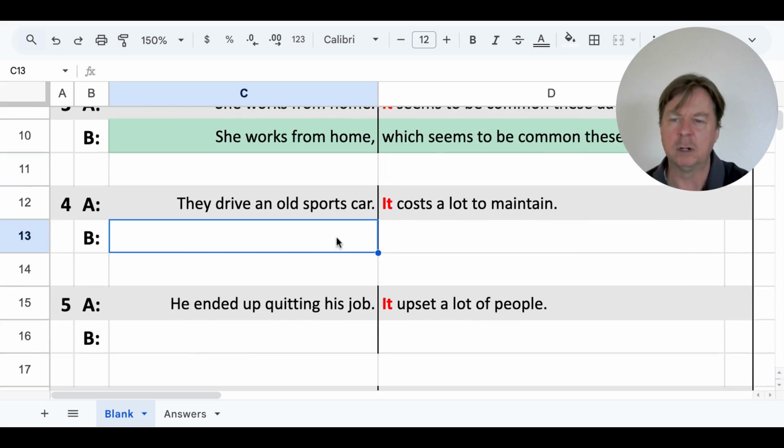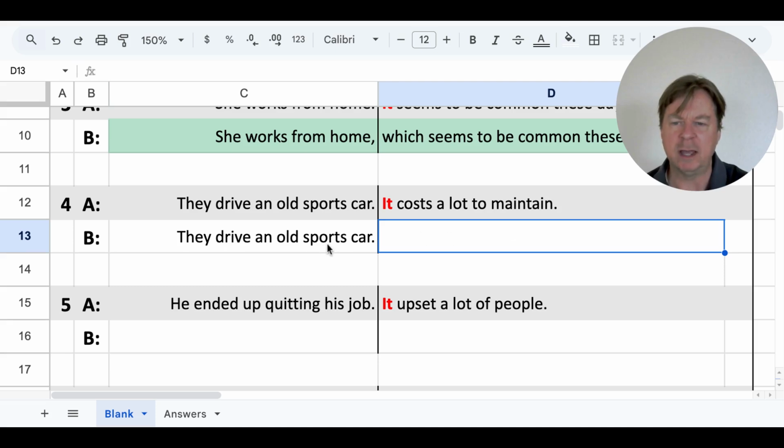Okay, number 4, they drive an old car. It costs a lot to maintain. So I go ahead and type that in there. So here we have old car. We're just going to refer to old car, and it costs a lot to maintain. I'll go ahead and type that in there.